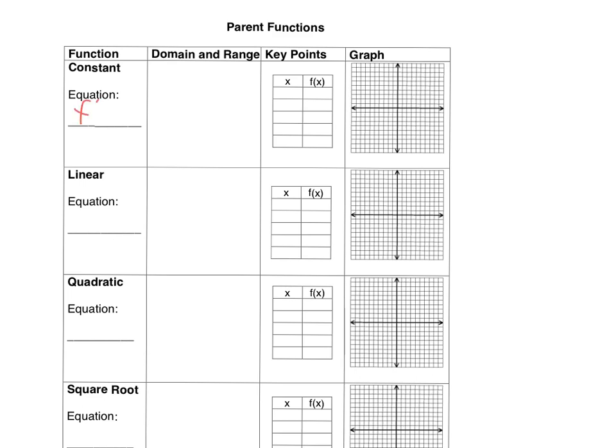So the first function we're going to look at is called the constant function, and that's going to be f of x equals, I'm going to put c here. So c could be any number. It could be 5, it could be 2, it could be -3.